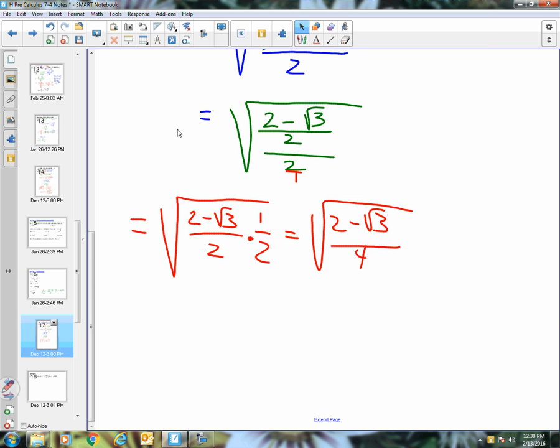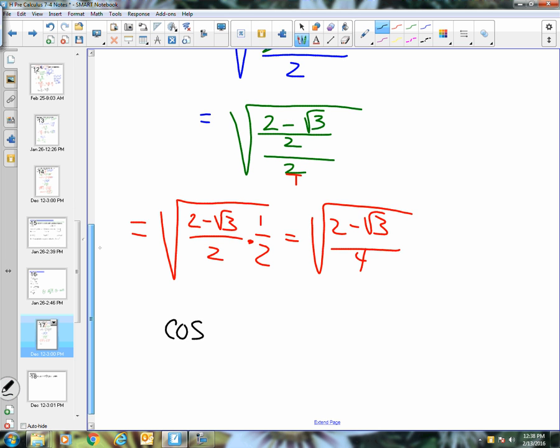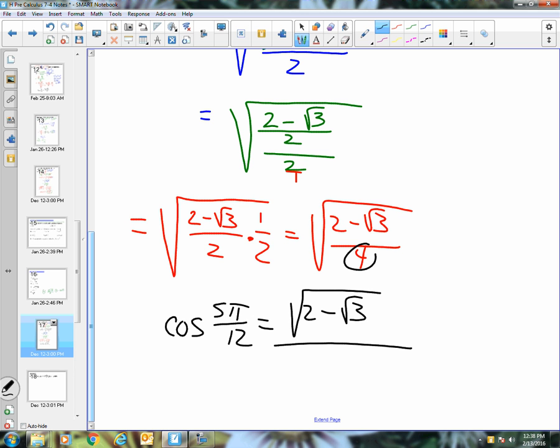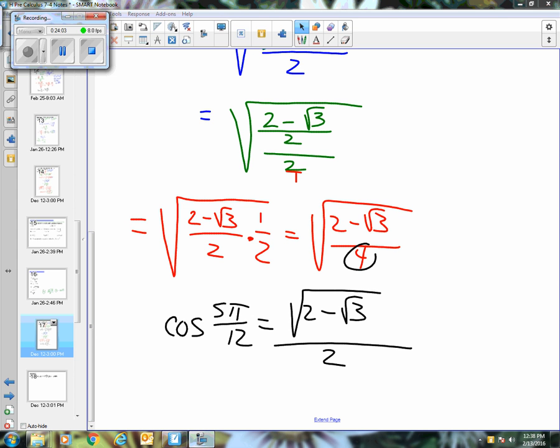And then again, just like in the last one, this cosine of 5 pi over 12, right? Yep. Would be positive square root of 2 minus square root of 3 in the numerator. And then again, we can think of that radical as top and bottom separately. That would be over the whole number 2. So we have a way, again, to describe angles that are not special values using an angle that is. So that gives us that next piece of what we're going to be doing with half angle formulas. So in the next portion, we'll talk about verifying.